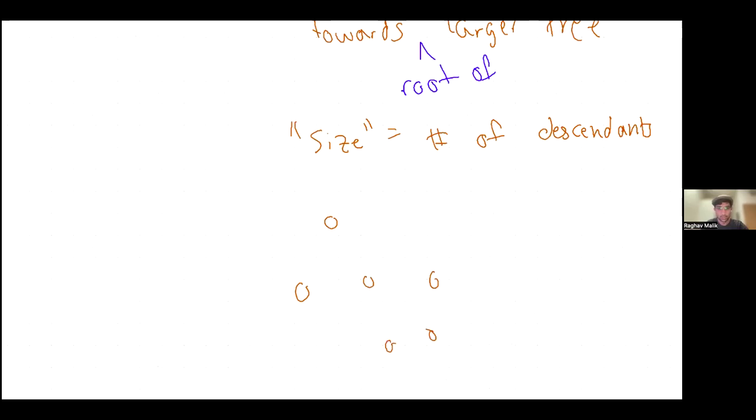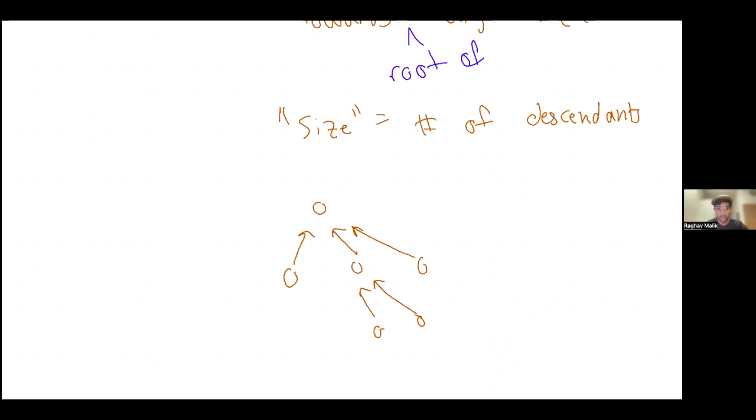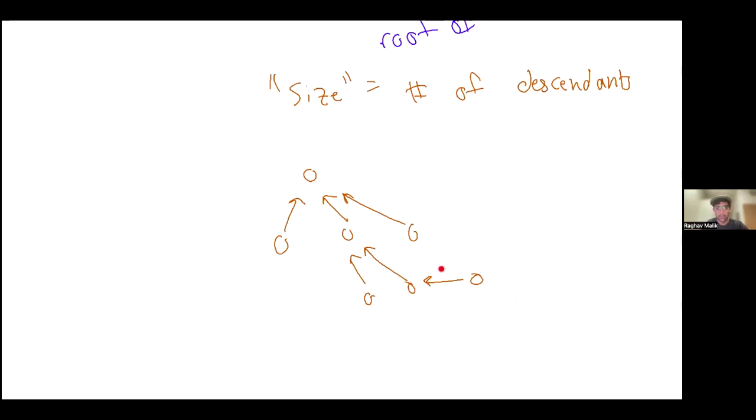we might have something like this, right? Maybe this one points here. And so the size of this node is going to be 1, 2, 3, 4, right? And if we're then unioning it against something like this one, maybe, the size of this is 2. So we get the bigger one.